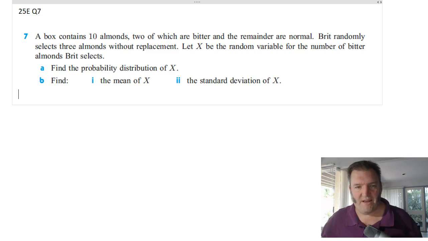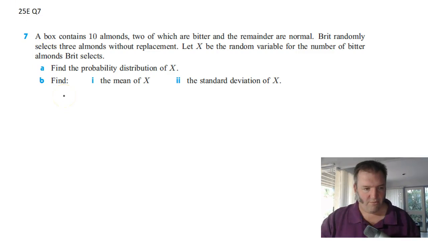So we've got a box with 10 almonds, 2 of which are bitter and the remainder are normal almonds. Bitter doesn't sound very good at all. Brit randomly selects 3 almonds without replacement. Let X be the random variable for the number of almonds Brit selects that are bitter. This is Britta and bitter. It's getting a bit tricky. Find the probability distribution for X.